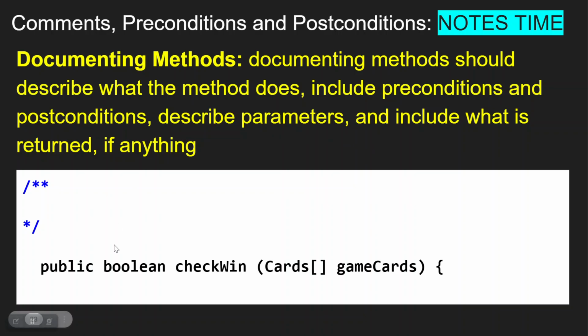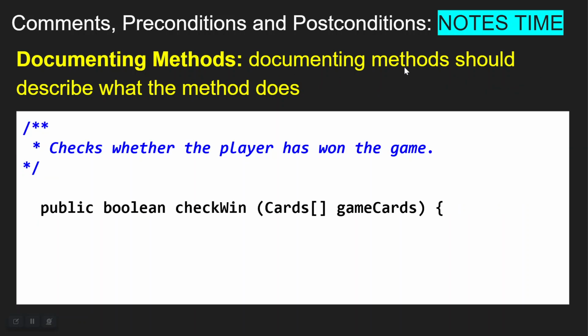So here we are looking at the method check_win, which is designed to go through an array of card objects and to see whether or not the player has won the game. So once again, we'll start with /** and then */, and we'll go ahead and start filling in these gaps. So again, we need to describe what the method does. So I would start with "Checks whether the player has won the game." That's essentially what this method is designed to do.